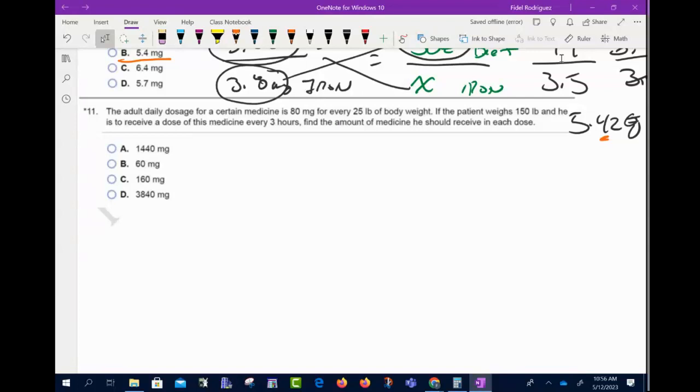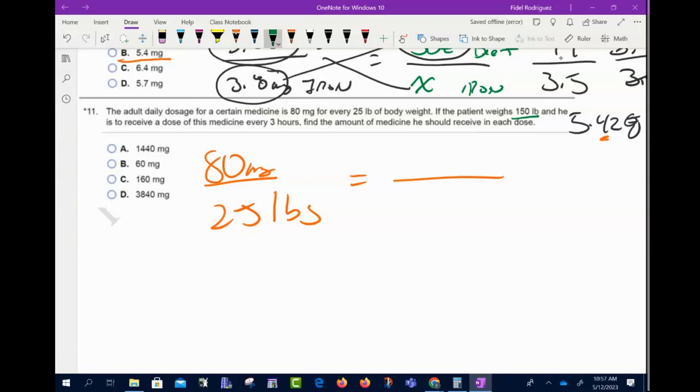So look, let's take a look at this problem here. The adult daily dosage for a certain medicine is 80 milligrams for every 25 pounds of body weight. I'm going to stop right there because I'm going to set up my first fraction. We're going to say 80 milligrams for 25 pounds, right? If a patient weighs how much? Where should I put that number? There you go.